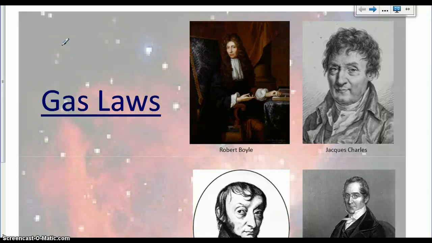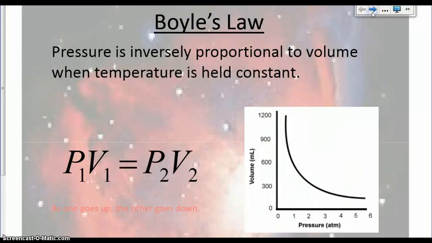Hi. In this podcast, we're going to start introducing some of the gas laws. We'll learn about several different gas laws throughout the unit, but today we're going to start learning about Boyle's Law specifically. Boyle's Law states that pressure is inversely proportional to the volume when you hold the temperature constant. We represent this mathematically by P1V1 equals P2V2.